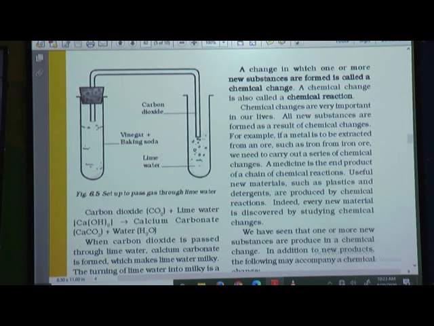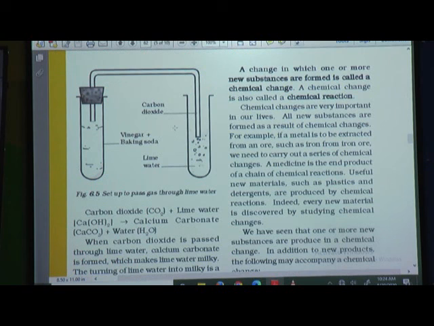In the next or another test tube you can see we added lime water. Lime water is poured here, and after that when this CO2 is passed from the first test tube to the test tube filled with lime water, what happens? Again you can see some bubbles are produced here in the lime water. This is happening because of CO2 added in lime water.